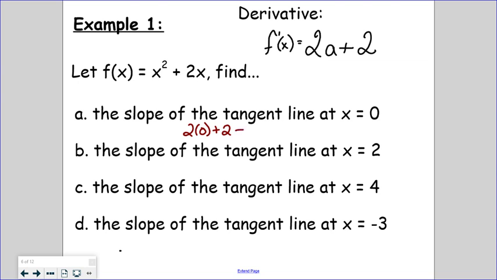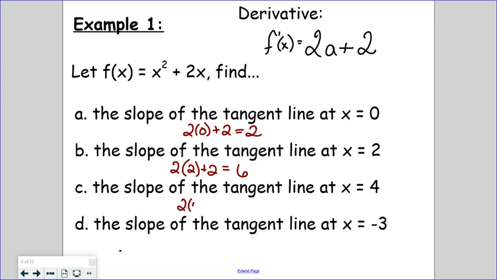Two times 0 is 0, plus 2 is 2. So the slope of the tangent line at 0 is 2. Plug in 2. 2 times 2 is 4, plus 2 is 6. Slope at 2 is 6.